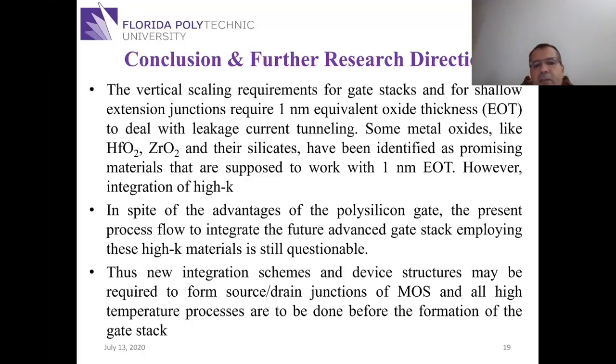In spite of the advantages of the polysilicon gate, the present process to integrate the future advanced gate stack employing these high K materials is still questionable. It is not finalized or testable yet. This is kind of theoretical treatment. And thus, new integration schemes and device structures may be required to form source drain junctions of metal oxide semiconductor, and all high temperature processes are to be done before the formation of the gate step.